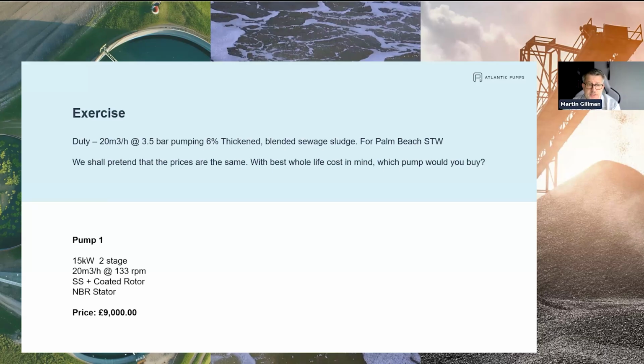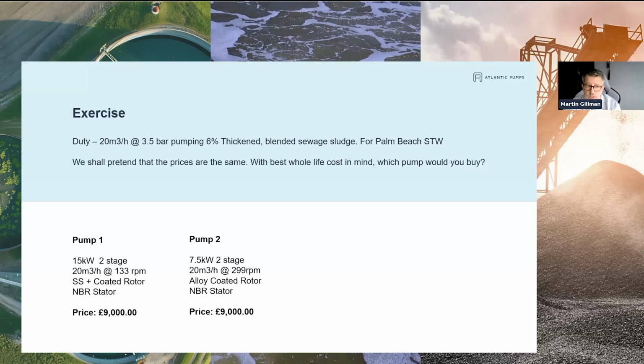We'll pump our 20 meters cubed an hour. That's great. And it'll be running at 133 RPM. And excuse me, that's my phone, not me. It will have a stainless steel coated rotor fitted to it. So we're talking about materials now with an NBR, so basically a nitrile rubber stator. Cost £9,000.